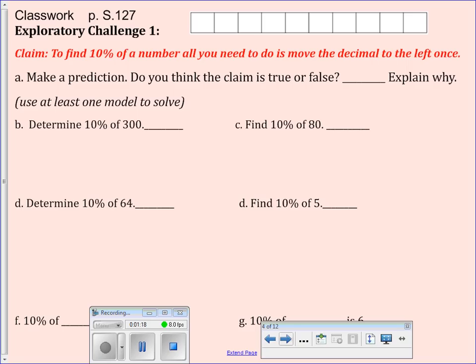All right, so how many of you think that's true? Raise your hands. You got nothing to lose. How many of you think it's false? All right, let's see what happens.